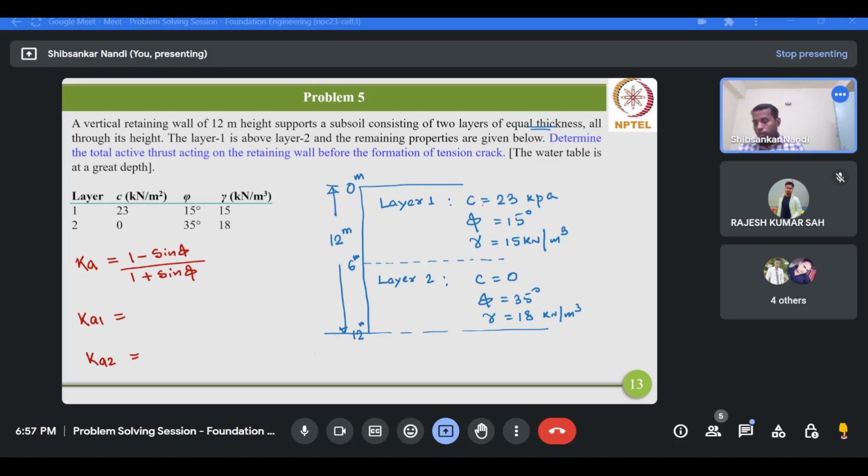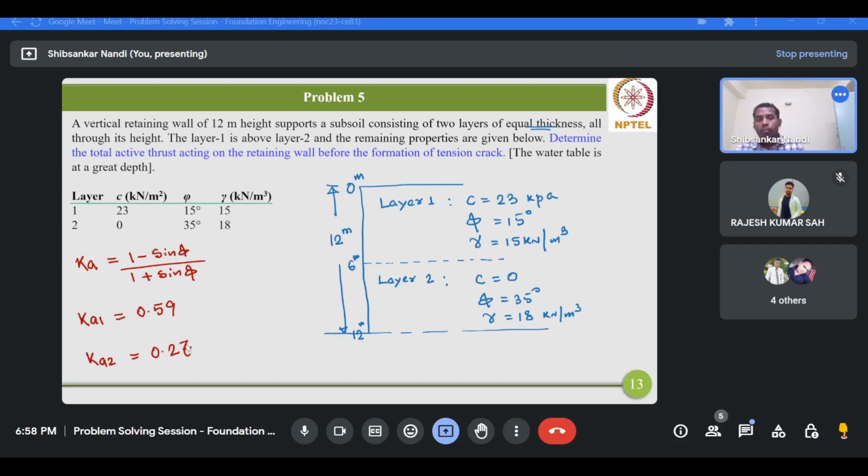For the first layer, it would be 0.59, and for the second layer, I hope this would become 0.27. So these are the two active earth pressure coefficients for layer 1 and layer 2 respectively.